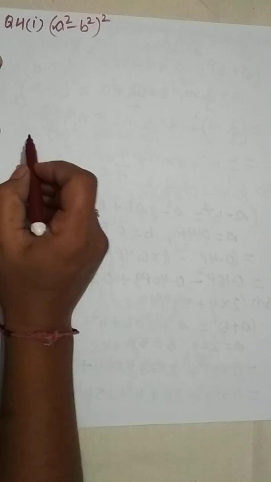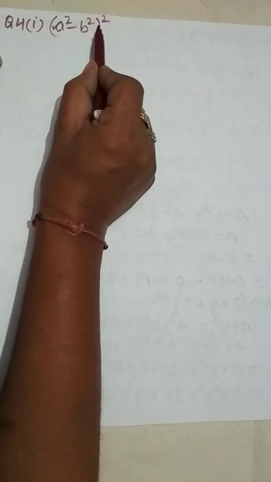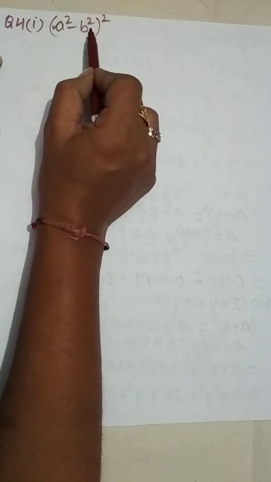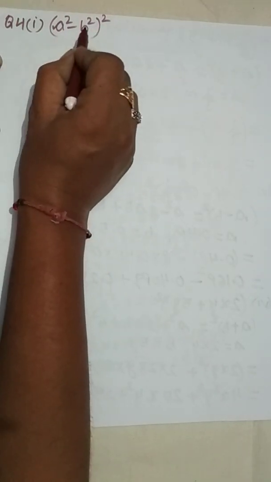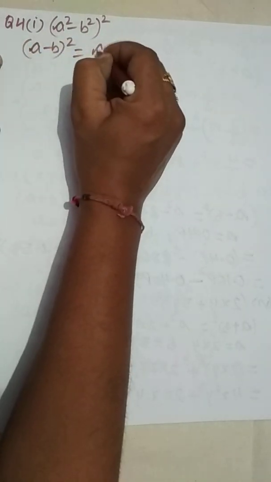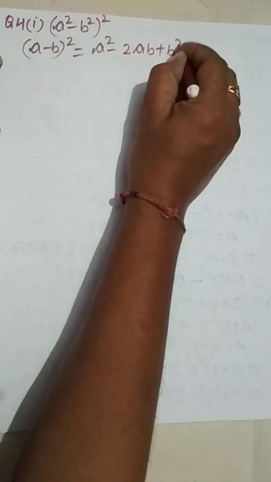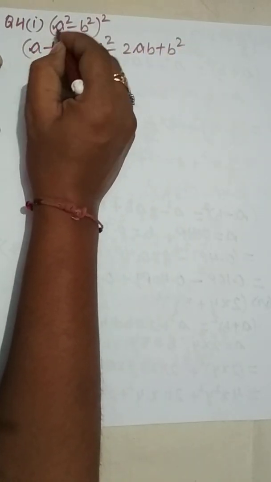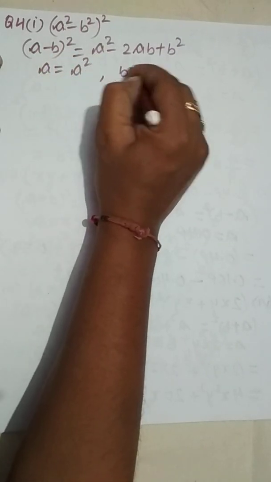Question number 4. Simplify. First part is (a² − b²) whole square. Here we are to again use the identities to solve these questions. Again, this is the type (a − b) whole square, which is equal to a² − 2ab + b². Here the value of a is a² and b is b².